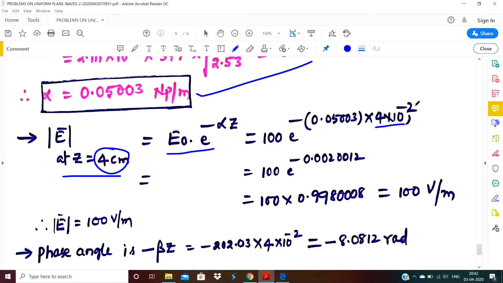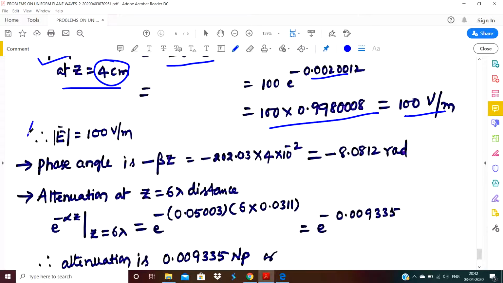4 into 10 power minus 2. Alpha we already calculated, 0.05003. So it is 100 into e to the power minus 0.00200012. By simplifying it, we are going to get around 100 volts per meter. So what is this? This is the electric field intensity along the direction of propagation at Z equals 4 centimeters. By taking the magnitude, we'll be getting 100 volts per meter.